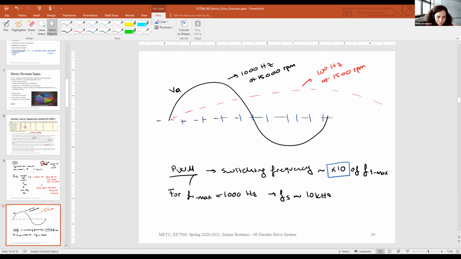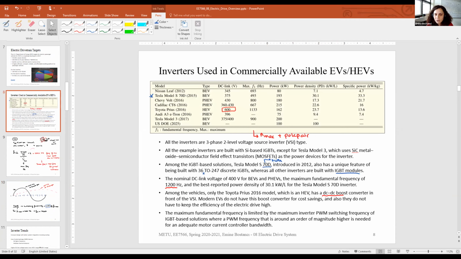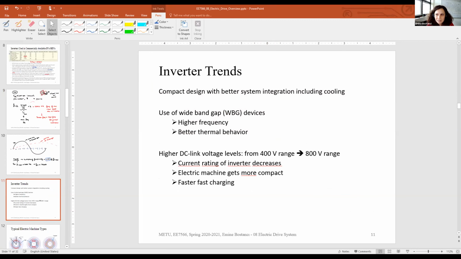So therefore, we need to make sure that the frequencies are not going beyond 2200 hertz, most probably because of the IGBTs. With the IGBTs, we can have a maximum switching frequency around 12,000 hertz. Why is the switching frequency of the IGBTs limited? What is limiting the switching frequency of the IGBT?